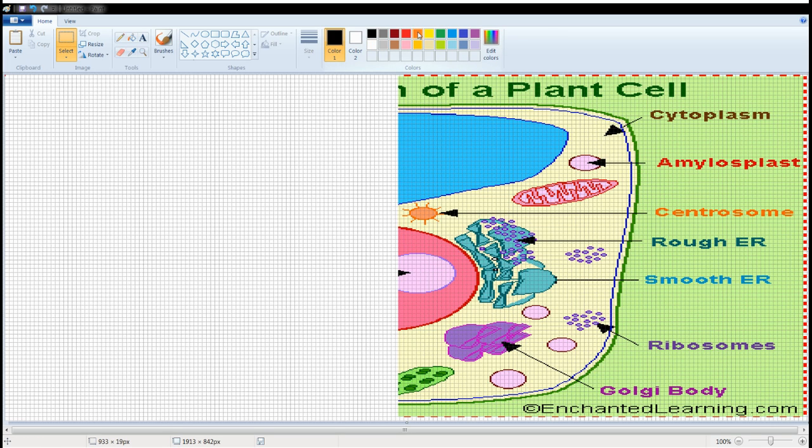Hey guys, this is part 2 of the cross section of the plant. We gotta get into this quickly.